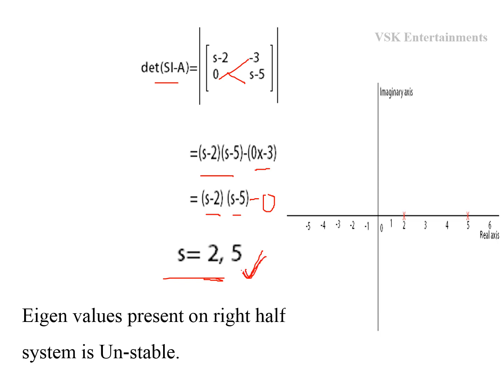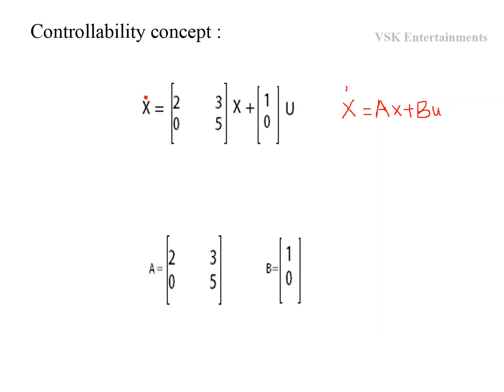Now indicate these eigenvalues on the s-plane. This is the s-plane which has the imaginary axis and the real axis. Here the s values are 2 and 5. So this is one eigenvalue and this is the other eigenvalue. If we observe the s-plane, all the roots are present on the right half of the s-plane. So we can conclude that the given system is an unstable system. That is the procedure for testing whether the given system is stable or unstable by using the given state equation.